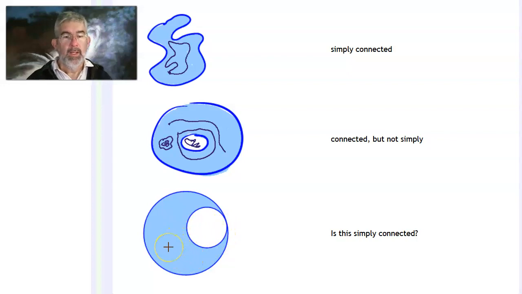Okay. So that's it for this video. Just a couple of definitions about paths being closed and simple, and regions being connected or simply connected.